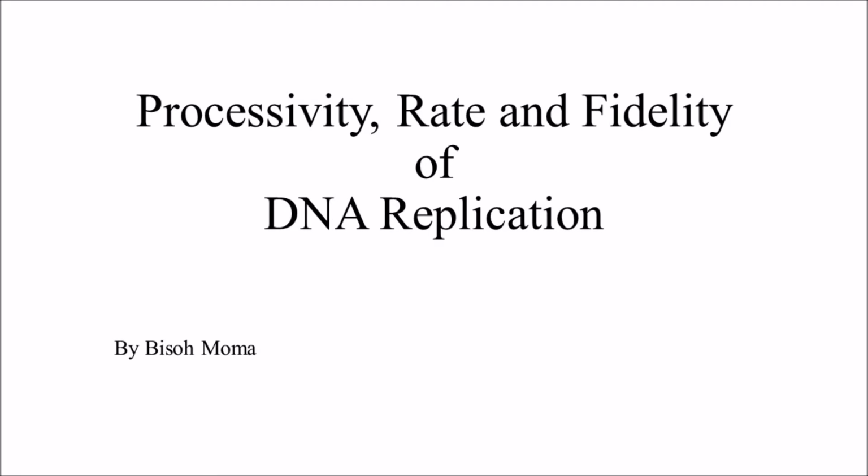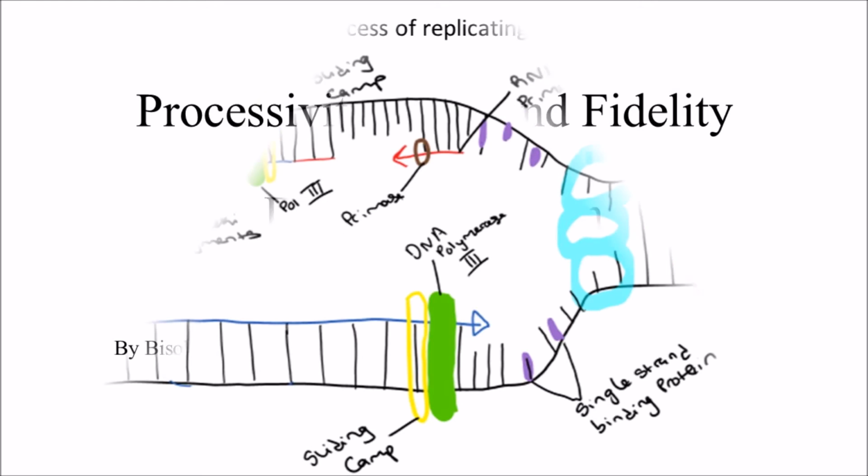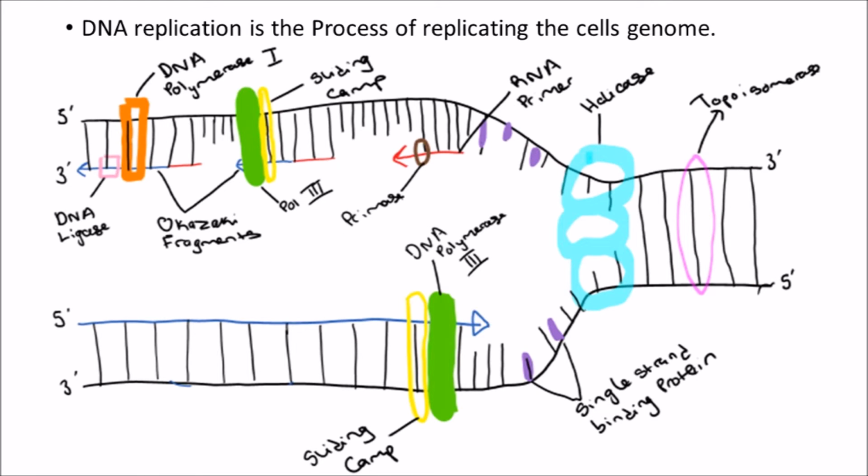In this video, we're going to talk about DNA replication. We're going to focus on the processivity, rate, and fidelity of DNA replication. DNA replication is a process of replicating the cell's genome, and this produces two identical DNA helices. Each one has a new strand and an old strand.